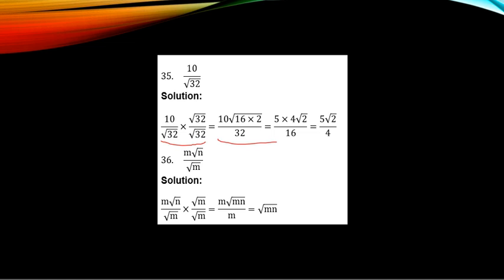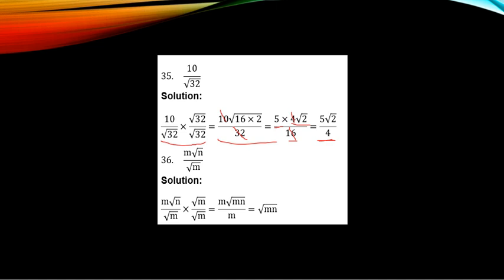While this 5 and 16 will reduce 10 and 32 using 2 to divide. So you have 5 and 16. Before, square root of 16 is 4 times root 2. And again, 4 can reduce 16, and you have 5 root 2 over 4. 5 root 2 over 4.